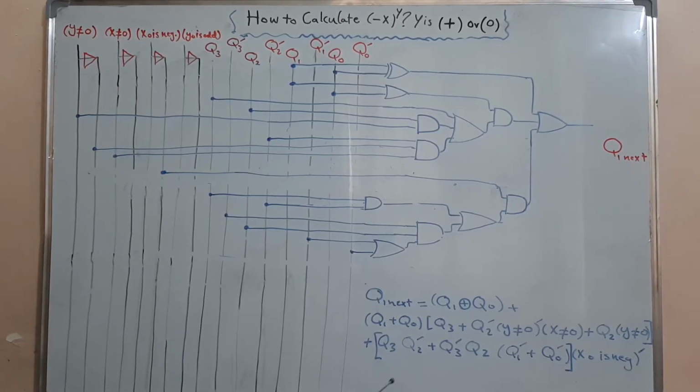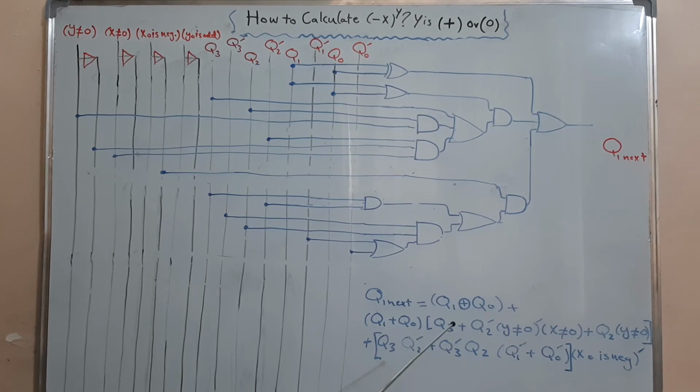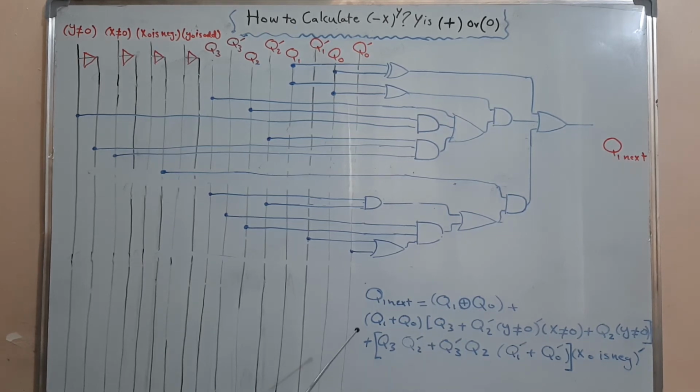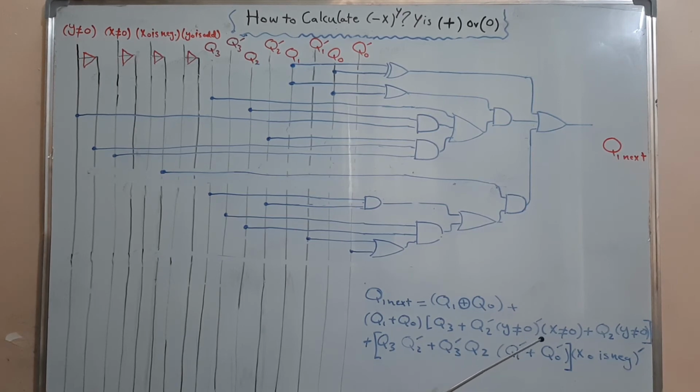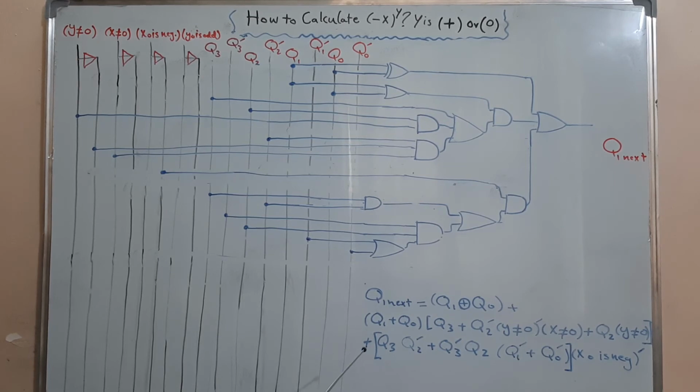Q1 next is equal to 1 whenever Q1 XORed with the Q0 or Q1 or Q0 and together with the Q3 or Q2 bar and y is not equal to 0 inverse and x is not equal to 0 or Q2 and y is not equal to 0, or Q3 and Q2 bar or Q3 bar and Q2 and Q1 inverse or Q0 inverse, and the whole is AND together with x or y is negative inverse.